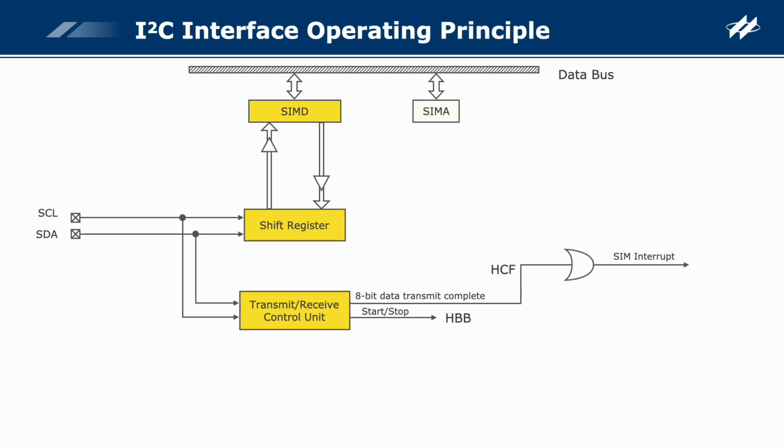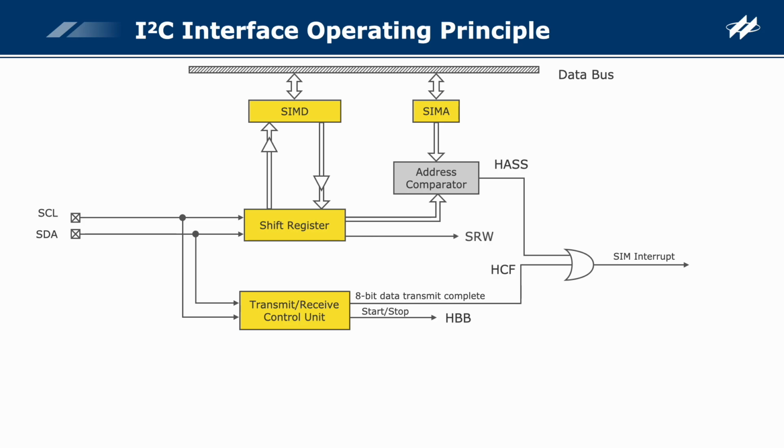The address register SIMA is used to store the slave address. The received data will be compared with the preset value of the SIMA register. If the addresses match, the HAS flag is set high and an address match interrupt is generated. At the same time, this received data also determines what mode the slave is in, which is reflected by the SRW flag, and then controls the slave operating mode through the HTX flag.